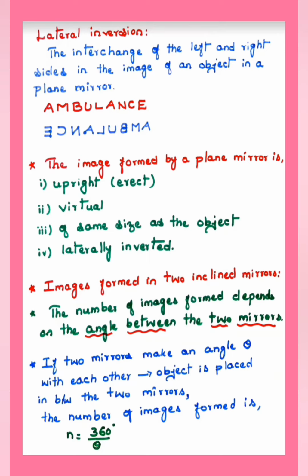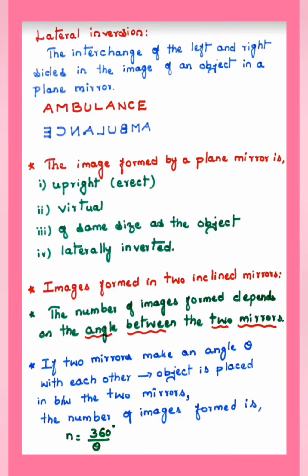Next, moving to the topic lateral inversion. The interchange of the left and right sides in the image of an object in a plane mirror is known as lateral inversion. Sometimes we would have observed that if the pocket in a shirt is on the left side, when we look into the mirror, it seems as if it is on the right side. When we were small, we would have tried eating in front of the mirror. If we eat with the right hand, it looks as if we are eating with the left hand. So this lateral inversion is the interchange of left and right sides of the image of an object in the plane mirror.